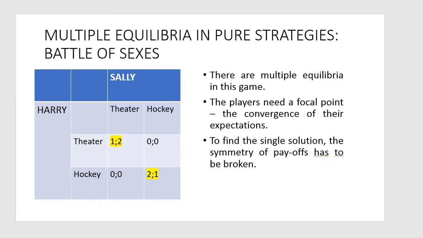Another example of multiple equilibria in pure strategies games is Battle of Sexes, when two people, husband and wife, are to spend the evening either in the theater or watching hockey. So, as you can see, the husband would definitely prefer hockey while the wife will prefer theater. So again, in this case, we have two equilibria and we cannot be sure about the actual outcome of this game. So to find the single solution, this symmetry of payoffs has to be broken somehow.